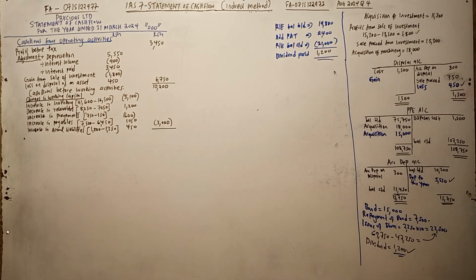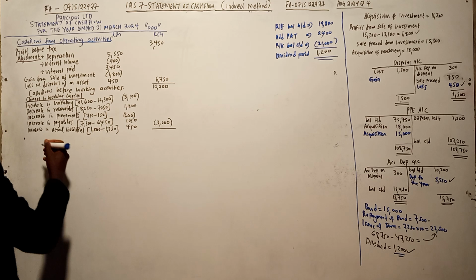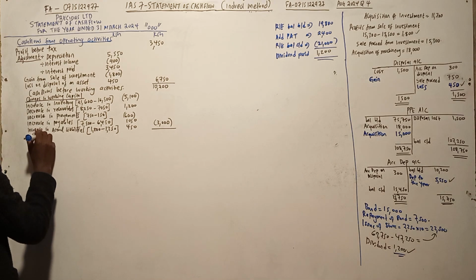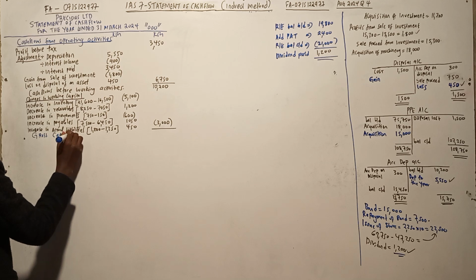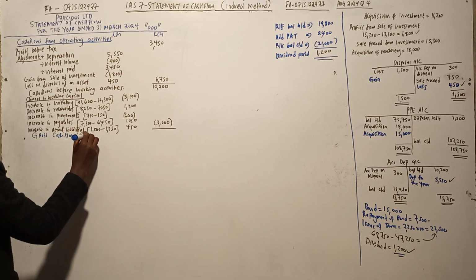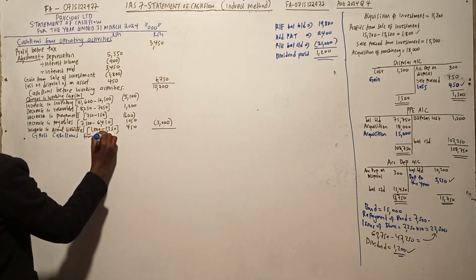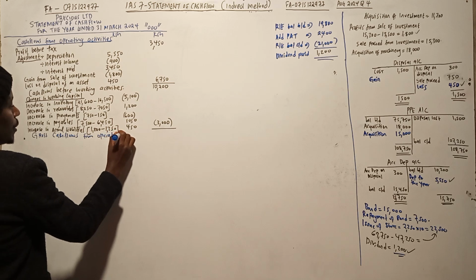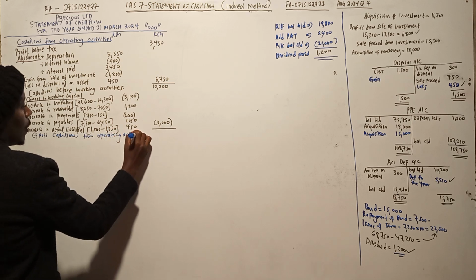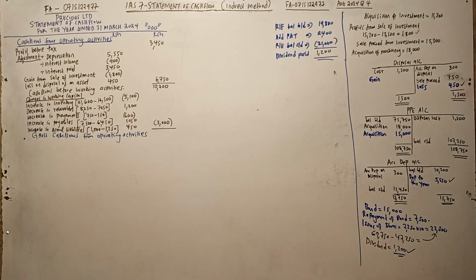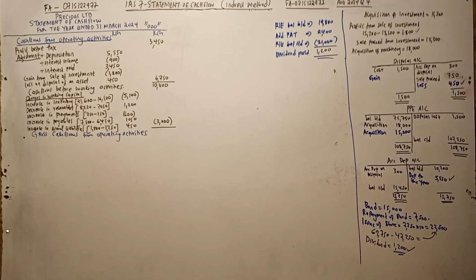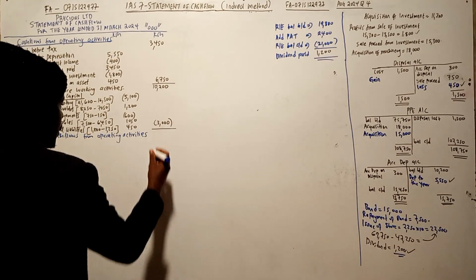Kumbuka kuna tax, so we can say gross cash flows from operating activities. So tuna less, so minus 10200. So tunasema 10200 plus answer 7200. So ni 7200.